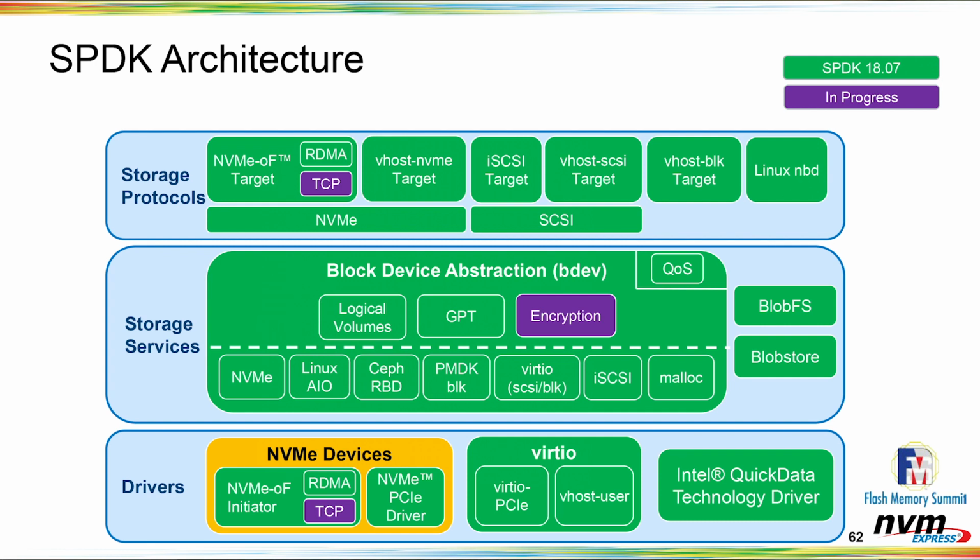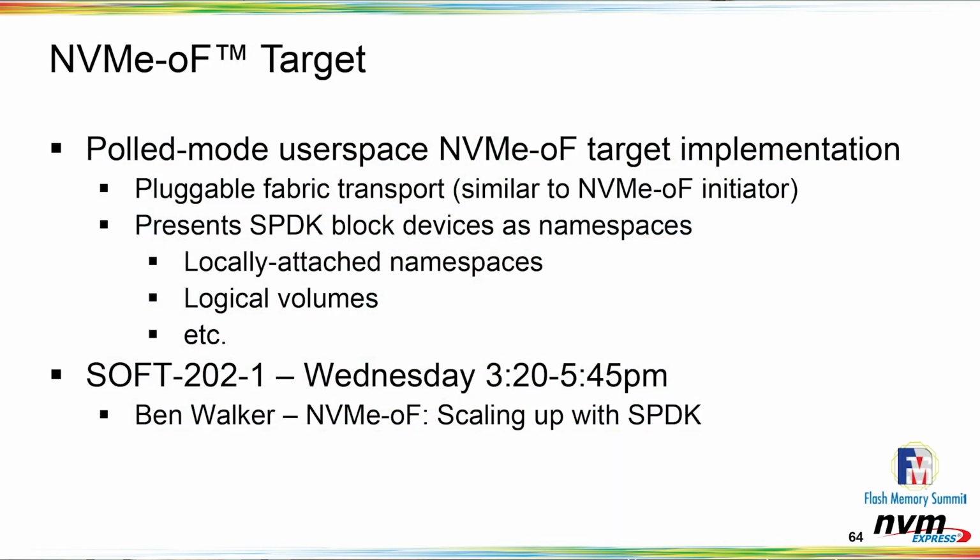This is a big building block diagram that shows all the parts of SPDK. I'm sure this will be online for people that want to look at it in more detail. The one thing I wanted to call out here was the NVMe over Fabrics target. Like Dave talked about for Linux, SPDK does have an NVMe over Fabrics target as well. Again, it's a polled mode user space implementation. It presents SPDK block devices as namespaces, so it doesn't have to be a physical NVMe namespace. We have provisions for doing logical volumes in user space, et cetera. If you want more detail, my colleague Ben Walker will be doing a talk on this tomorrow afternoon, NVMe over Fabrics scaling up with SPDK.